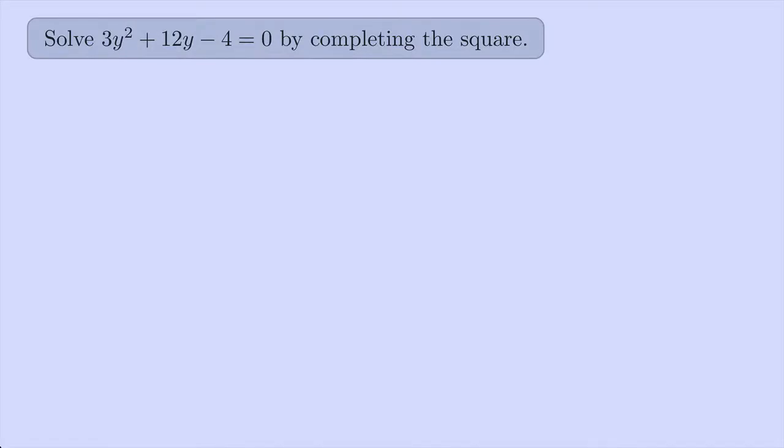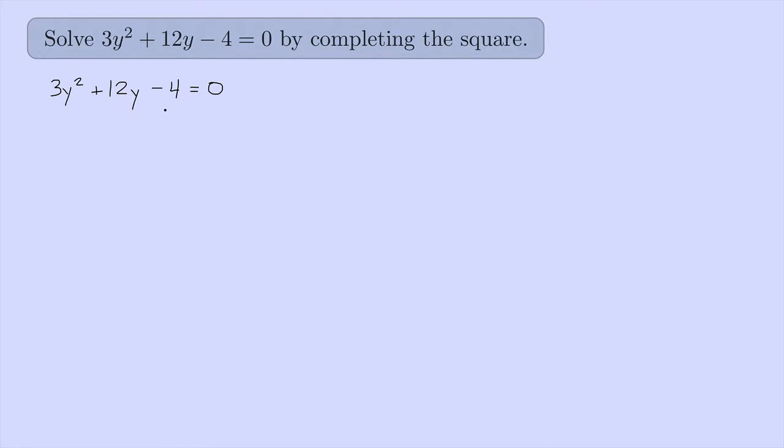Solve 3y squared plus 12y minus 4 equals 0 by completing the square. Let's write down the equation. So we have 3y squared plus 12y minus 4 equals 0. And I need to do two things. I need to move this constant term over to the other side, and I also need to make sure that I have a 1 in front of the y squared, so I got to divide everything by 3.